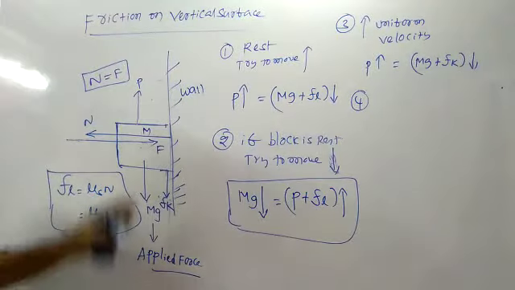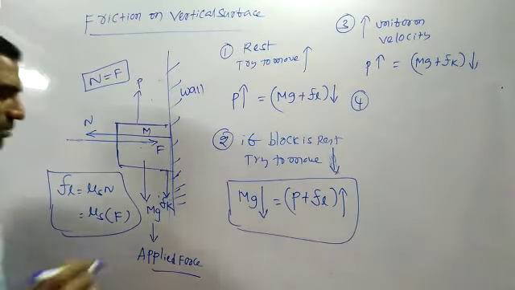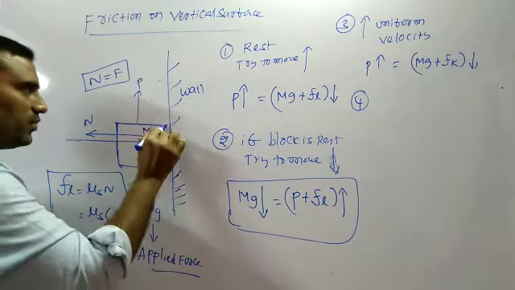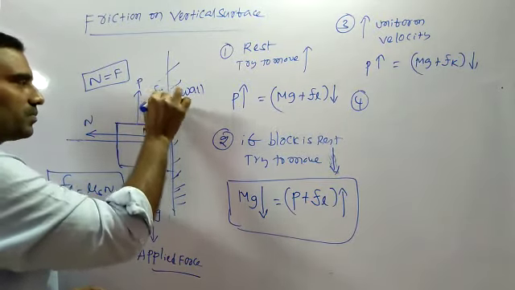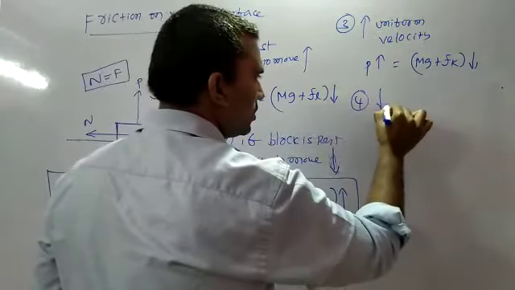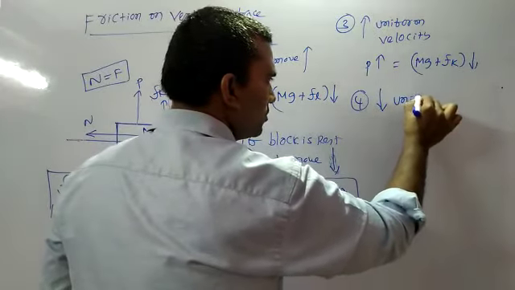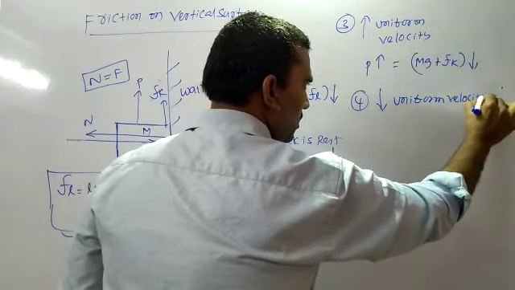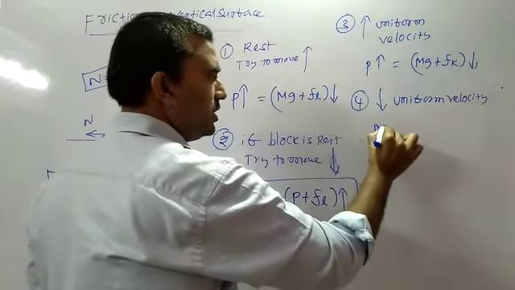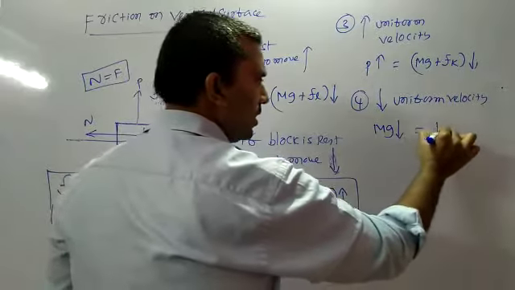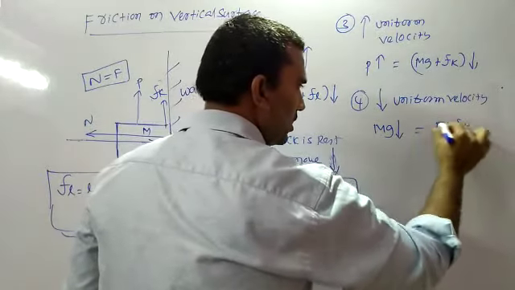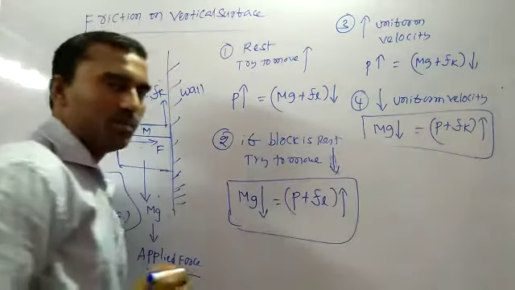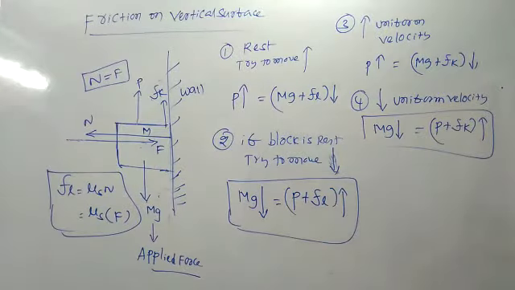Now, if the block is moving down with uniform velocity, friction acts up. Only mg acts downward, and P plus fk act upwards.